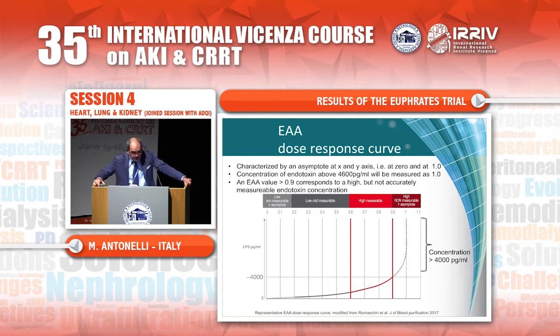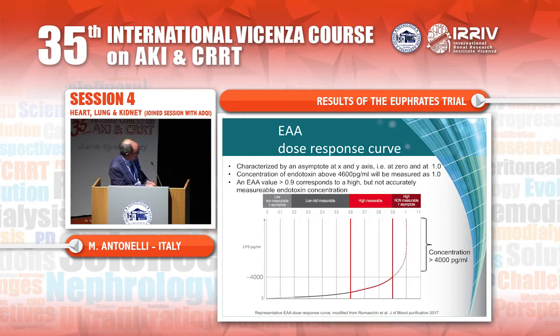Interestingly, if you look at the dose-response curve of the endotoxin assay, you can see that the curve has a specific characteristic, and after having surpassed the limit of 0.9, it has an asymptotic shape. In other words, after this point, it's very difficult to say how much is the concentration of endotoxin in the body, and it can be several grams or some nanograms. This is absolutely difficult to say.